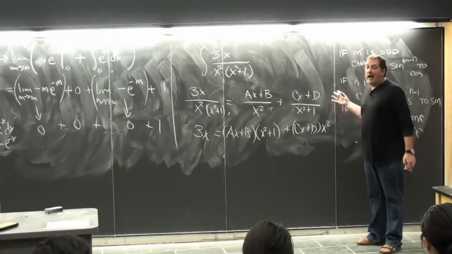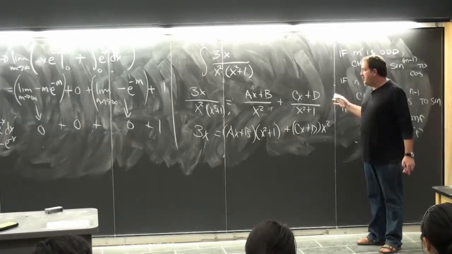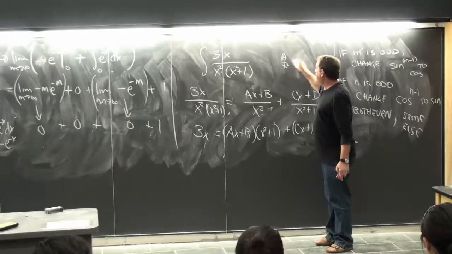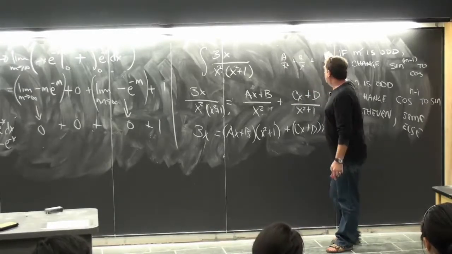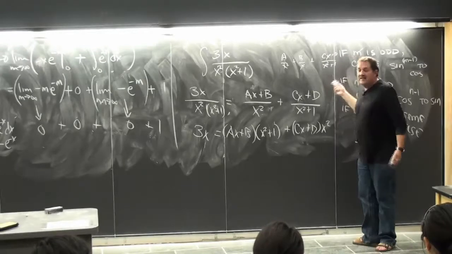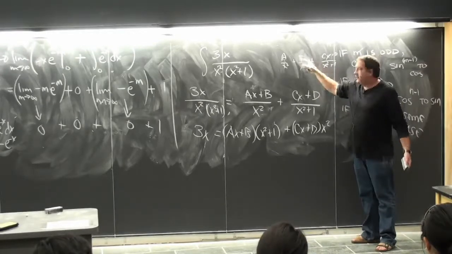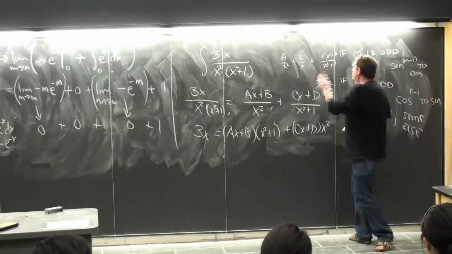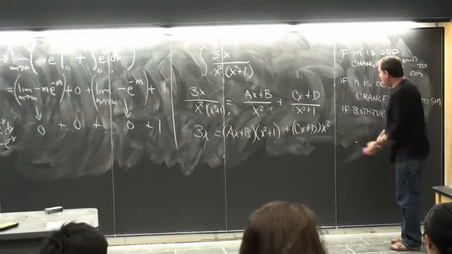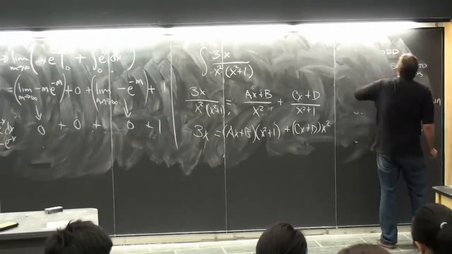So the rule of thumb that I prefer, I mean, the book says, write this as A over x squared plus b over x plus cx plus d over x squared plus 1. It's the same. I'm just going to get a different number here. So I prefer to do it this way because it's the same. Okay, so let's just go ahead and do this.